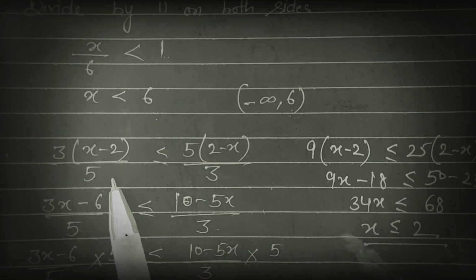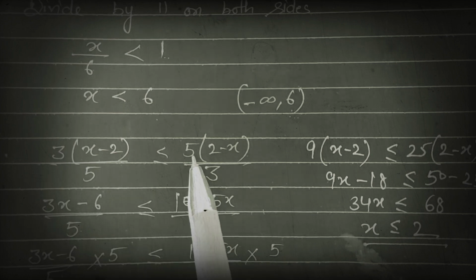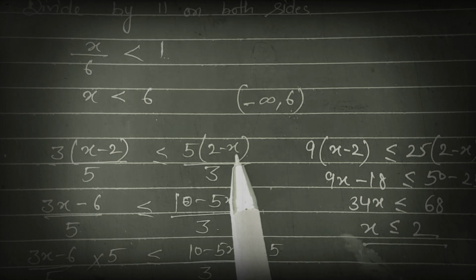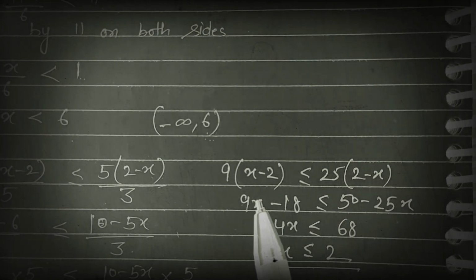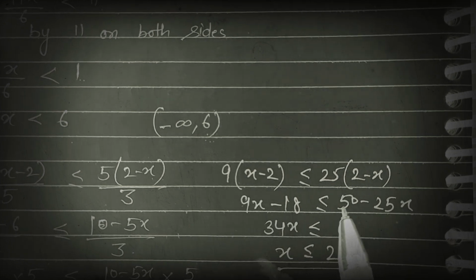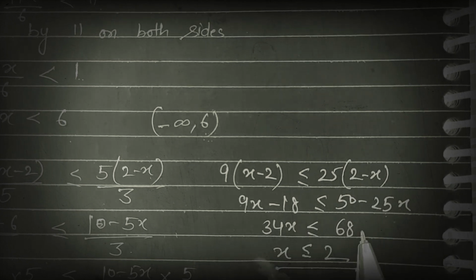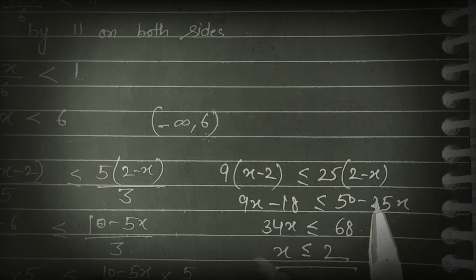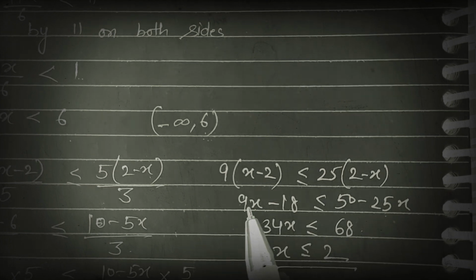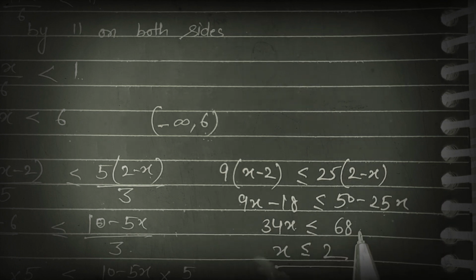We can do cross multiplication here. 3 multiply with this, so it is 9 into x minus 2, and 5 multiply with this, 25 into 2 minus x, so it is this. And 9 into x minus 2 means 9x minus 18, 25 multiply with both, it is 50 minus 25x. Take the x terms on one side and constants on the other side, so it will be 9x and 25x, it will be plus here, 9x plus 25x, it is 34x, and it is 50 and 18 will be plus, so it is 68. So x will be less than or equal to 2, less than or equal to 2.